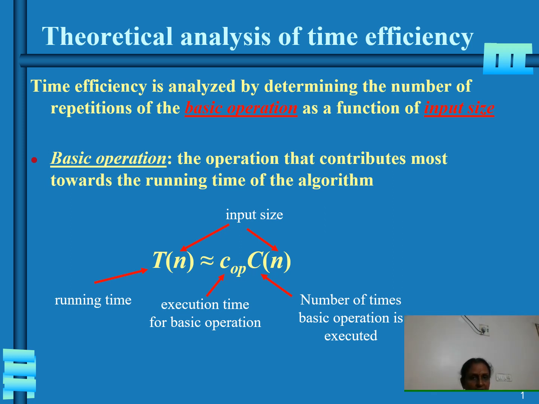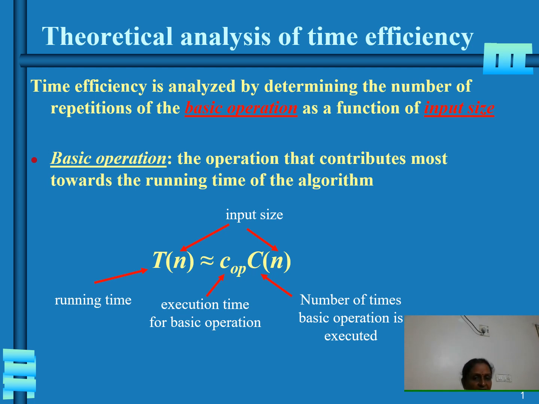To do the theoretical analysis of time efficiency, you have to identify the basic operation performed by that algorithm. Then you count how many times that basic operation is repeated as a function of the input size. What is the basic operation? The operation which contributes most towards the running time of the algorithm is called the basic operation. For example, simple basic operations are addition, subtraction, multiplication, division, comparison, and moving and traversing the vertices and so on in the case of graph problems.